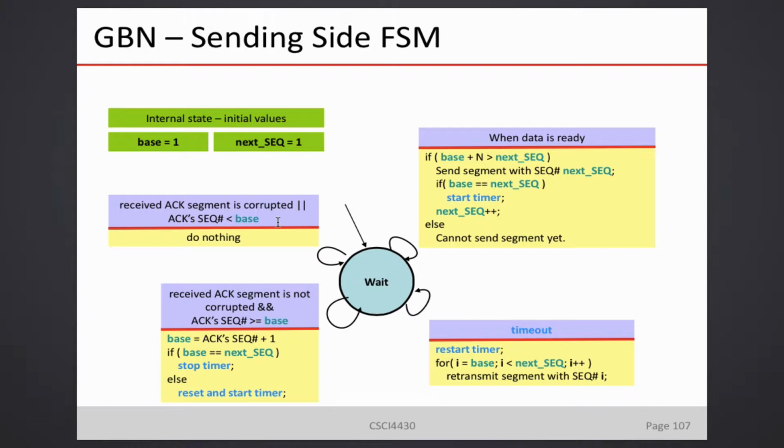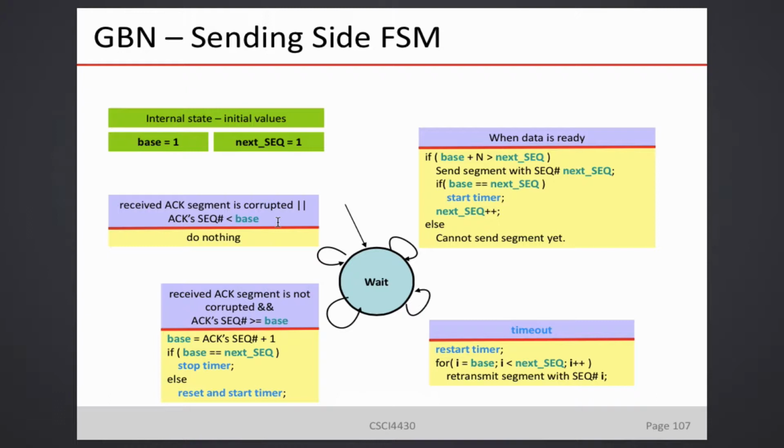Okay, so let me discuss all these 4 edges. This one is rubbish, it is not about our question. When data is ready, it means that the application layer gives you something, and then you deliver it, if you obey the window control that I previously said. The window control says that if the base plus n is bigger than the next sequence number, that means the window endpoint is further than the next sequence number, you can still go on sending something. Else, you cannot send any packets.